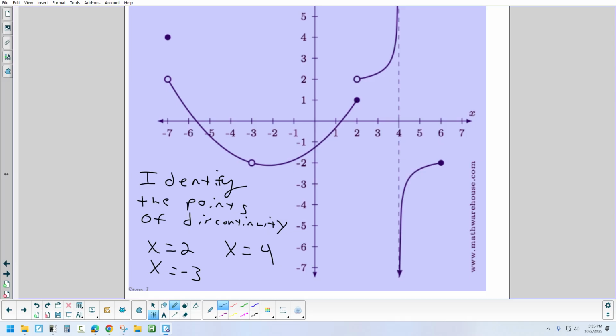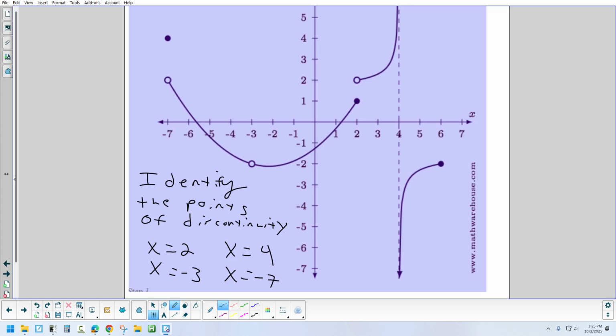And where else do we have a discontinuity? Yep. -7. Yep, -7. So when you're on this part of the graph, to then get to this part, you'd have to lift the pencil, put it back down. Yep. Those are all the points of discontinuity in that picture. 1, 2, 3, 4 of them. Okay. Any questions on that?